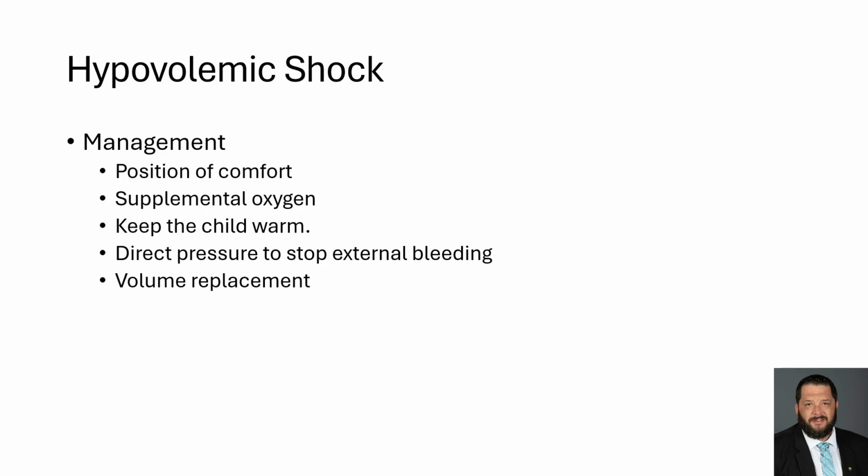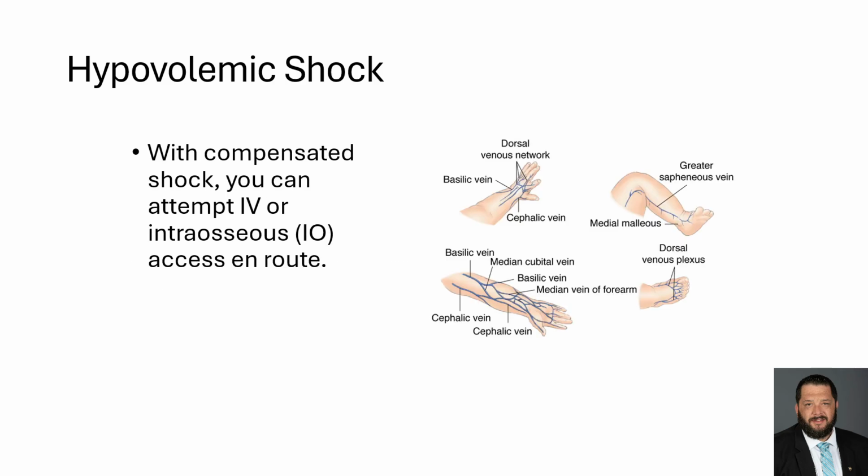Hypovolemic shock, as far as management goes: position of comfort if they're in that compensated phase, supplemental oxygen, oxygenate quickly and aggressively with these patients, keep the child warm. If there's external hemorrhage, control the hemorrhage, and then for advanced providers, your treatment is going to revolve around volume replacement therapy, so fluid boluses for these patients. With compensated shock, advanced providers can attempt an IV or IO access en route.